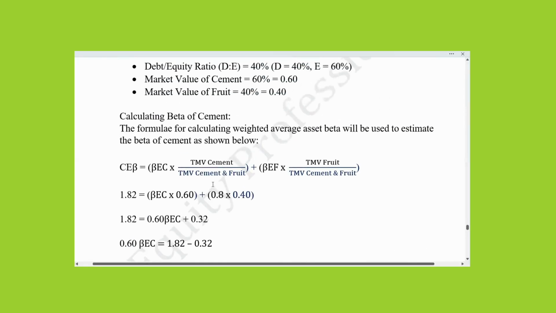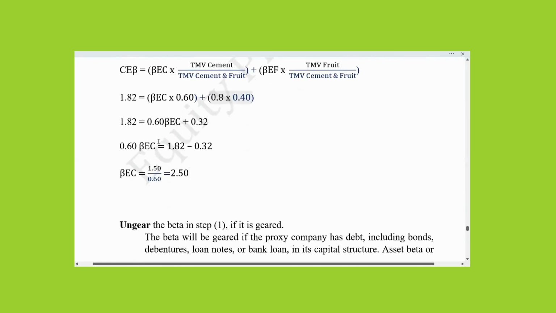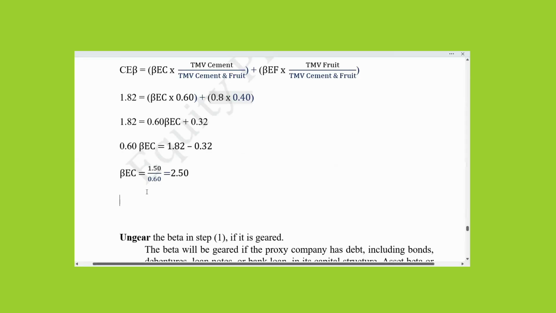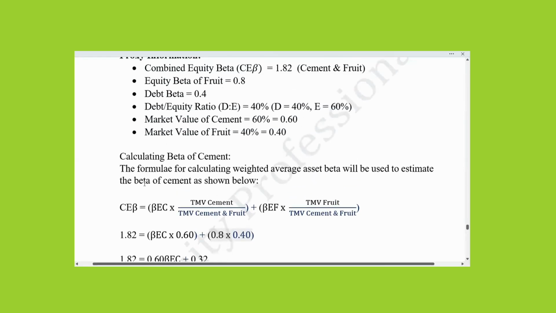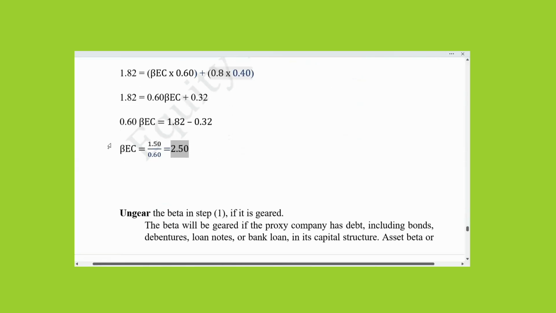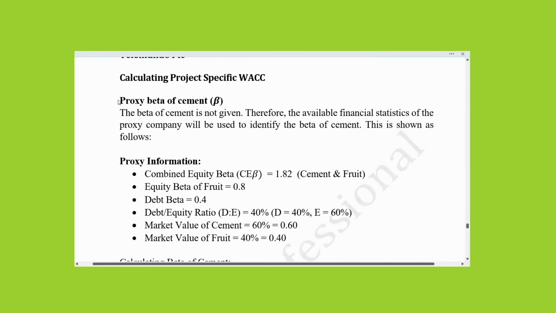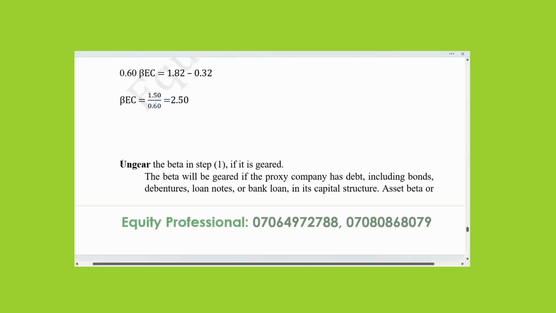Now, this is what the examiner has hidden in the question. That's why you are awarded 12 marks to solve this particular question. Now, you have identified the proxy beta of cement to be 2.5. So that's your step 1. This is step 1. Then step 2, you need to ungear.